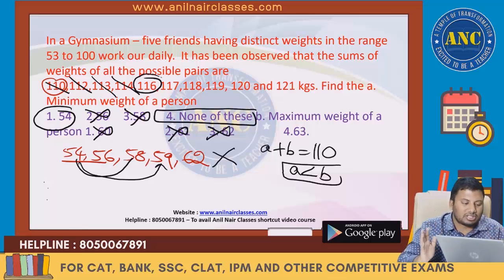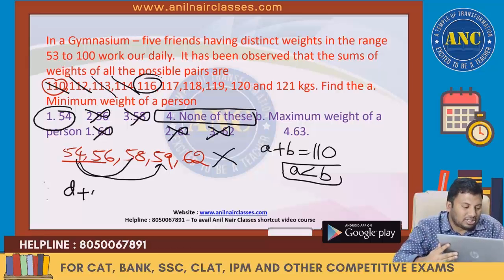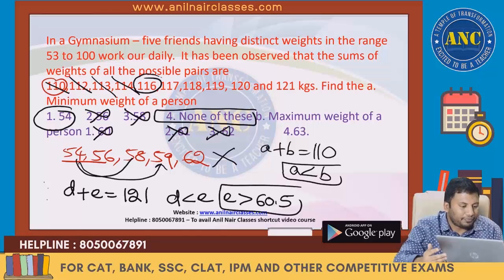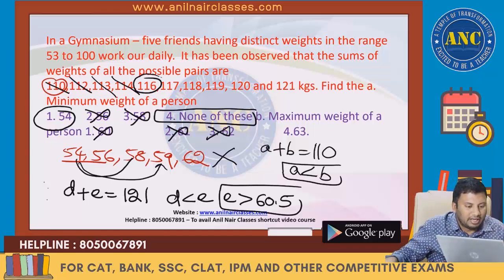Similarly, the highest also we can determine. Highest is D plus E equivalent to 121. D is less than E. That means E has to be greater than 60.5. We require 116.